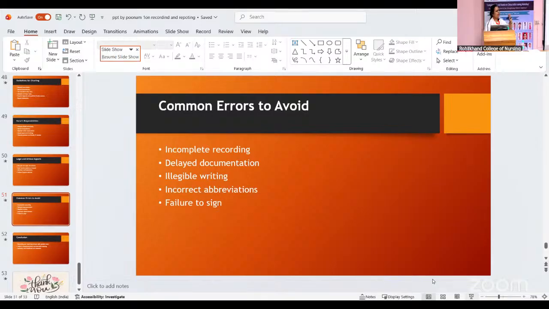You have taken from somewhere else and you have given to the patient, or you have not given to the patient and you have taken from the patient.